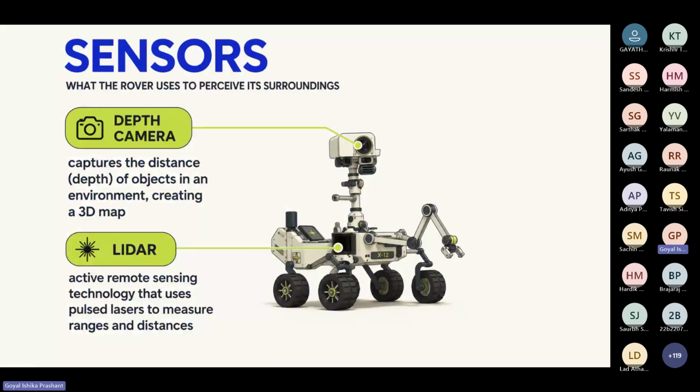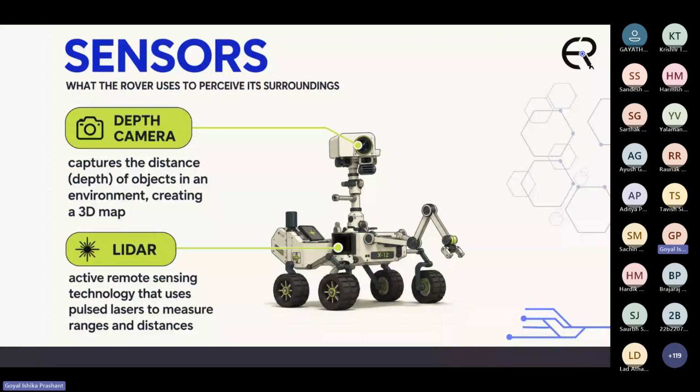This is where the rover will use its sensors to perceive its surroundings. Now there are two types of sensors that it could use. The first is a depth camera, which captures the distance of the object by creating a 3D map. And the second kind that we have is a LiDAR. This is an active remote sensing technology that uses pulsed lasers to measure ranges and distances.